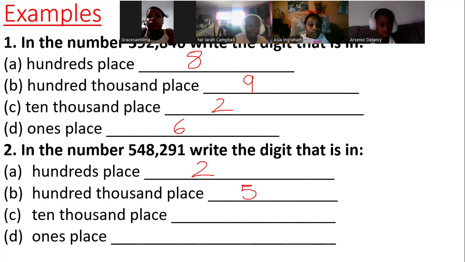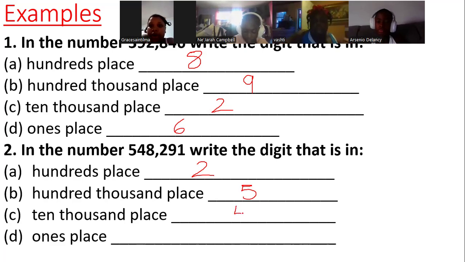For 10,000s place, what number y'all have for that one? 4. Very good. For ones place, what number y'all have? 1. Very good.